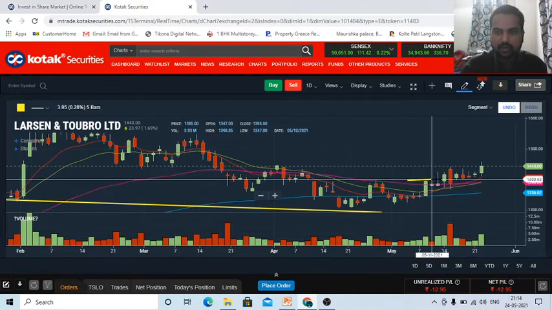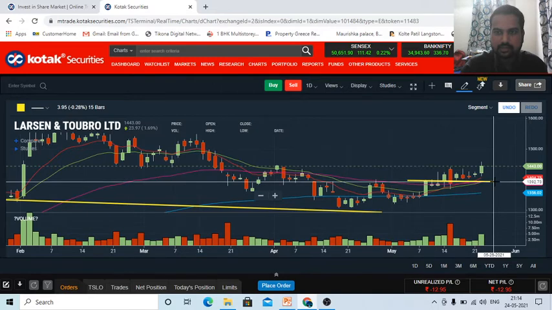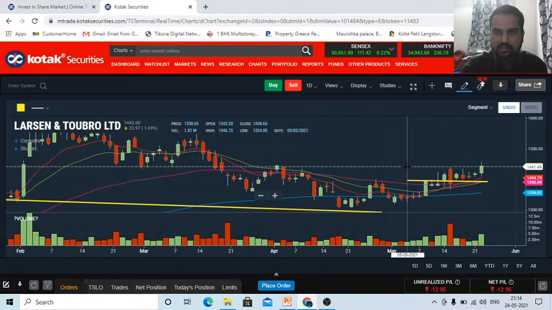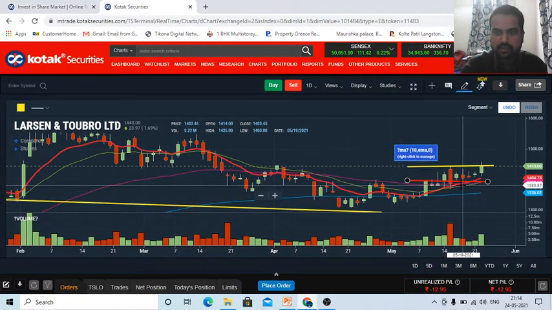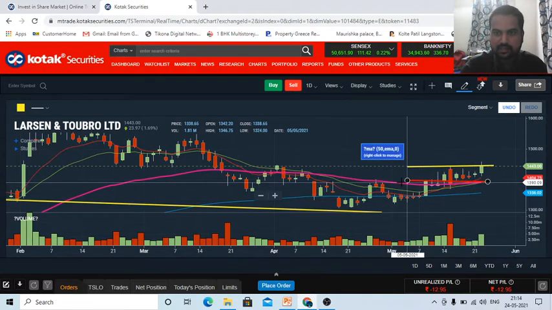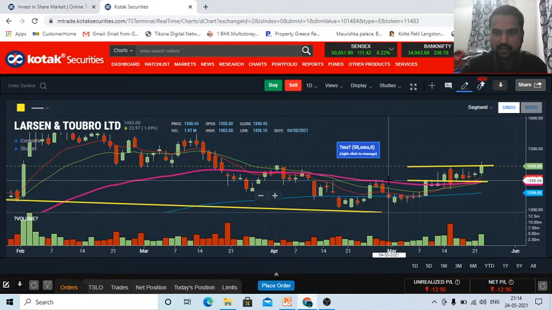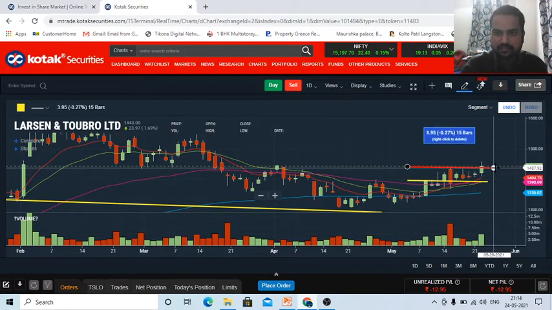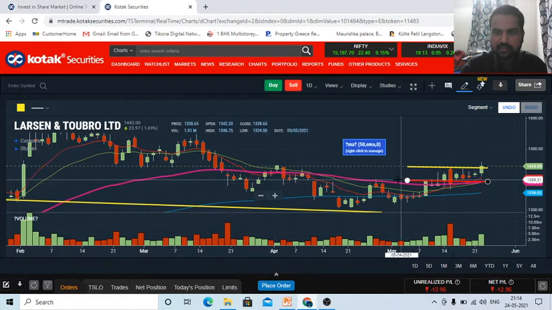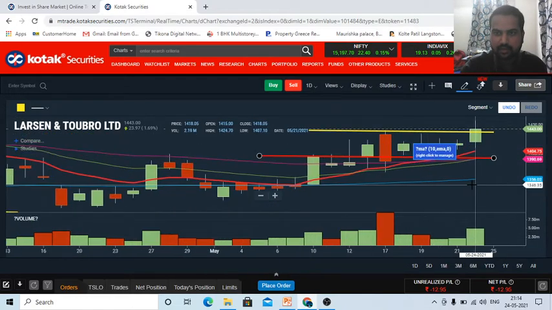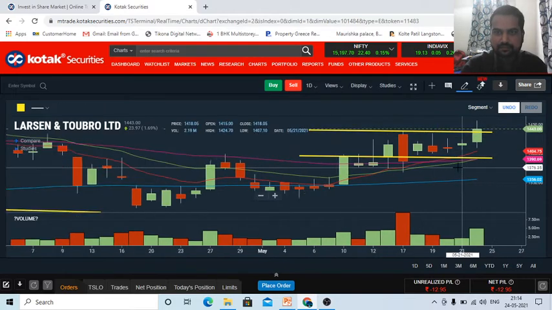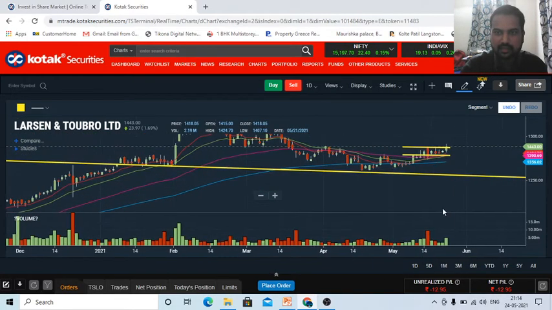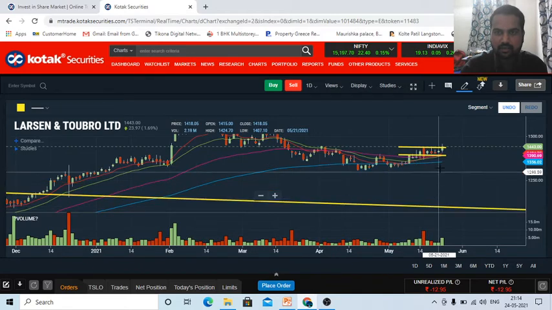Then for almost 8 trading sessions, the stock was in a very narrow range of 1395 to 1450, so approximately 3 to 4 percent. It was moving in this tight range, and today it has given a close above this range. So the overall pattern is indicating that the stock wants to go up.